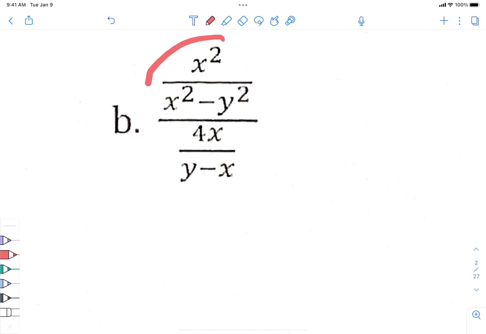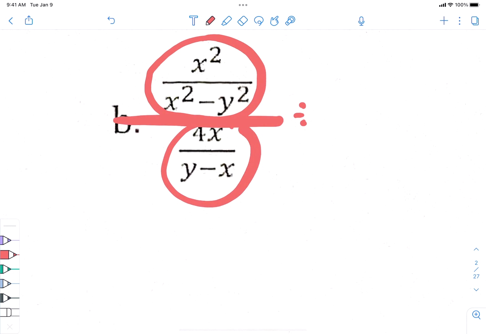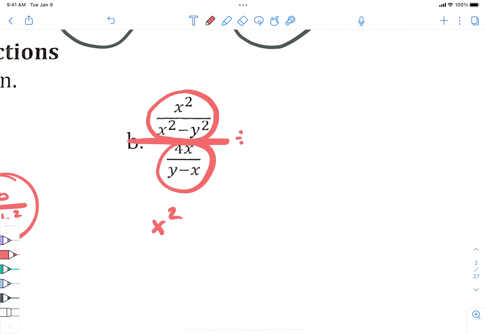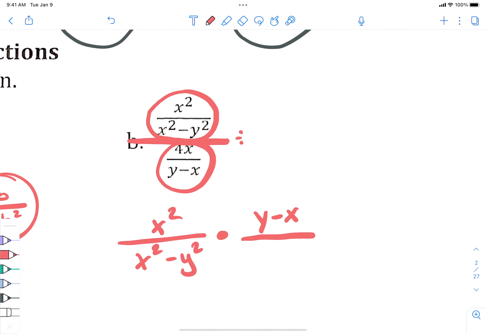B. Here we go. We've got our top fraction, which is this guy. This is our division symbol, divided by, and the bottom fraction. So let's write them out. We're going to keep flip. So my keep part, x squared over x squared minus y squared. This is the hardest one on the whole page. If you thought the last one was easy, this one's harder. We're going to multiply. I'm going to do a dot. And don't forget to flip your other one.